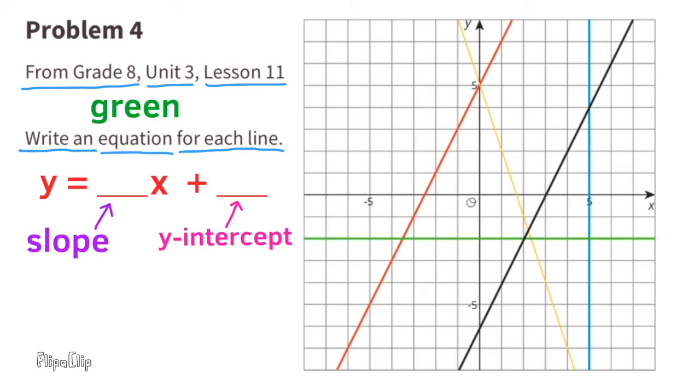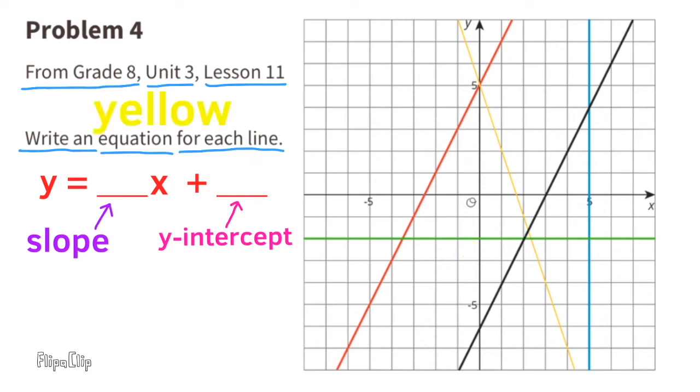The green line has 0 slope, so we insert a 0 in this space. And the y-intercept is at -2, so we insert a -2 in this space. So now the equation reads y equals 0 times x plus -2. And that's the same thing as y equals -2. What that means is, no matter where you are on this green line, the y value is -2.